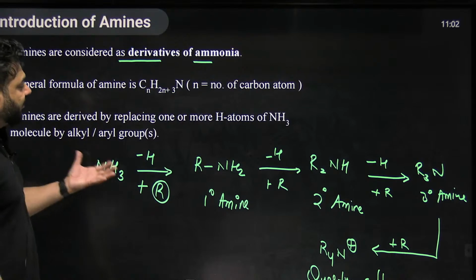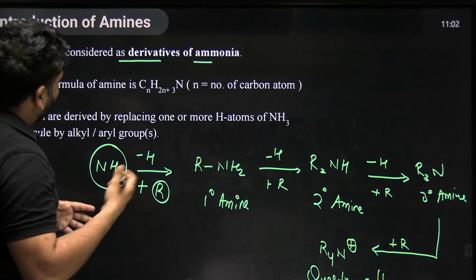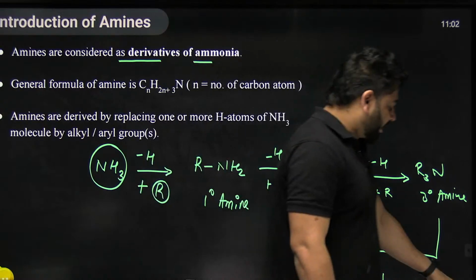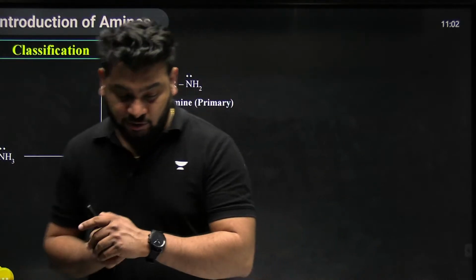These all are the derivatives of ammonia, derived by replacing one or multiple hydrogen atoms by an alkyl or aryl group also. It can be a benzene ring also, it can be a phenyl ring also.